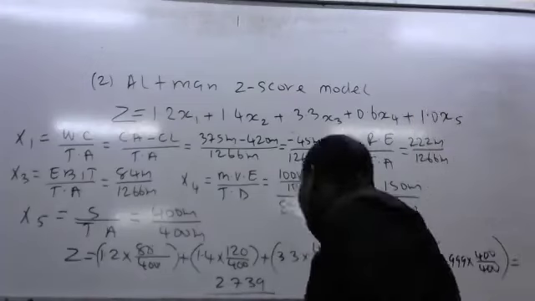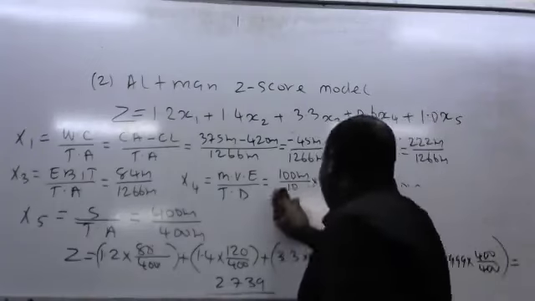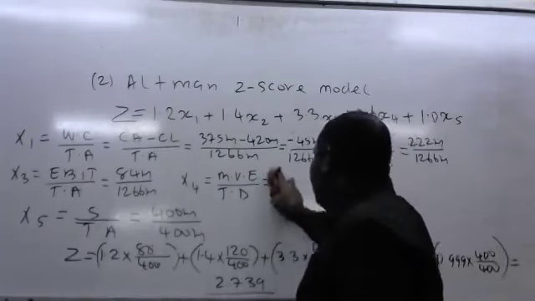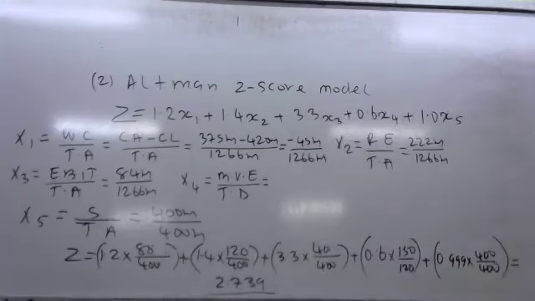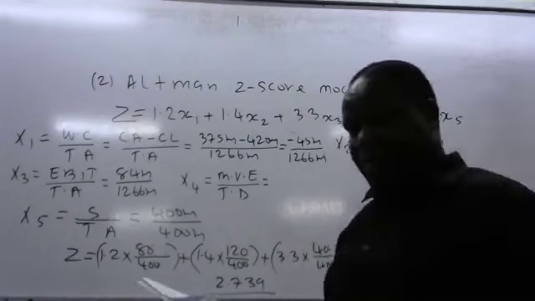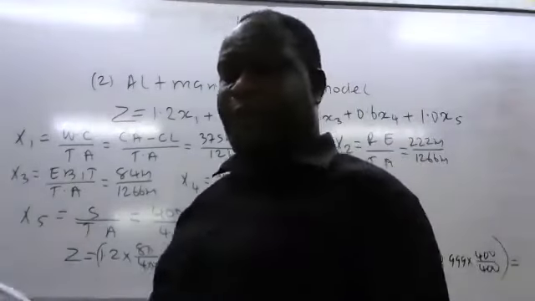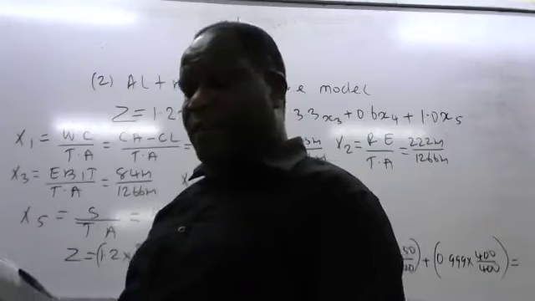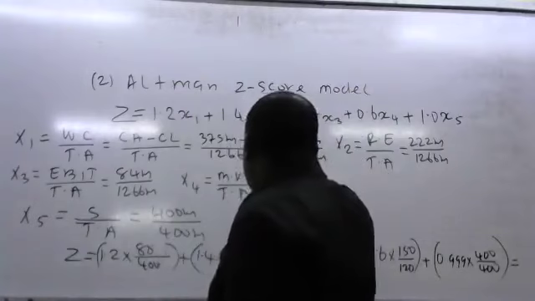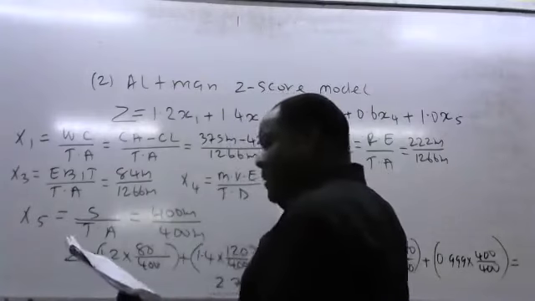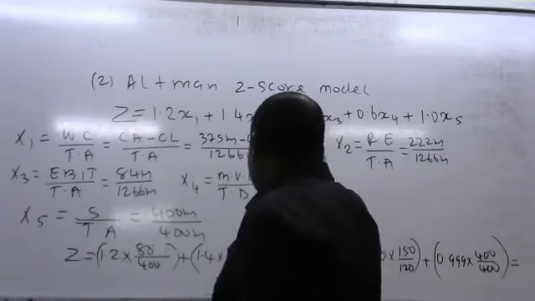Then we now also want to identify X4. So X4 is market value of equity divided by the total debts. For market value of equity, identify the number of the ordinary shares. You can see ordinary share capital, in brackets, is 25 shillings each. The total figure is 147. So take 147 millions divided by the par value, which is 25.